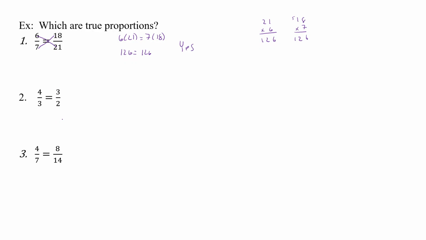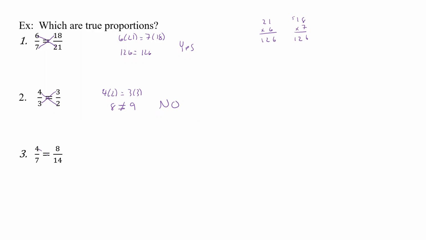Okay. Now looking at the next one, I already know that's 1 1/3 and that's 1 1/2. So I'm pretty sure these are not going to be true. We'll try it anyway. We'll take 4 times 2, and that's 3 times 3. Well, 4 times 2 is 8. 3 times 3 is 9. Didn't work. So that's not a proportion.